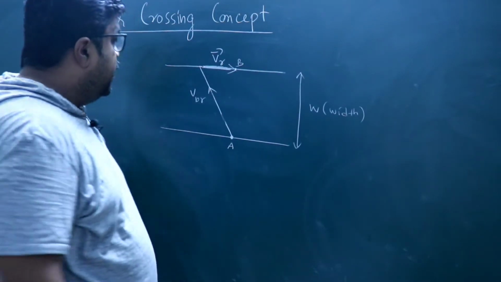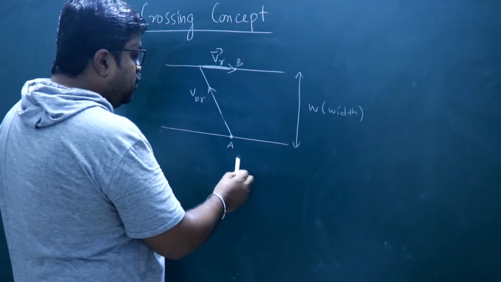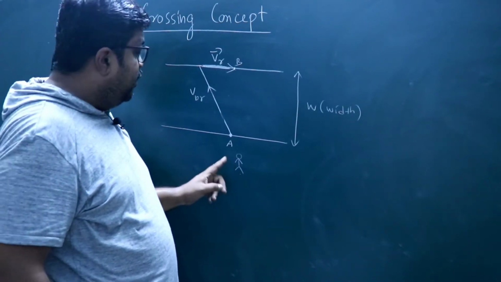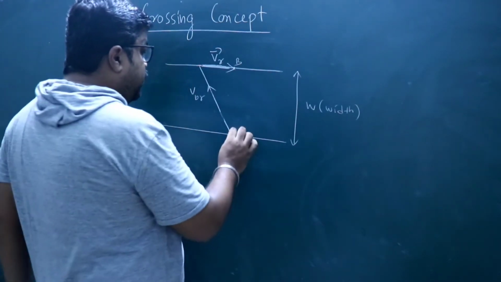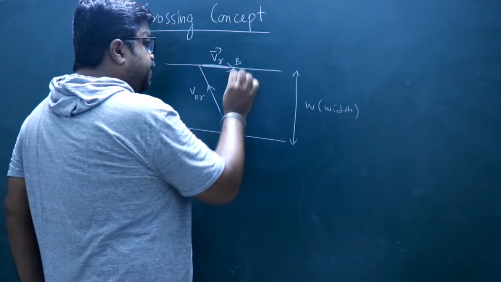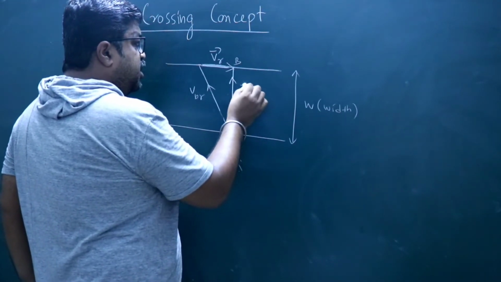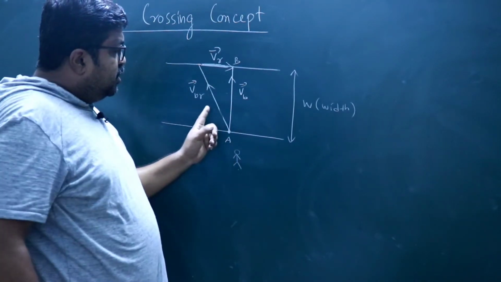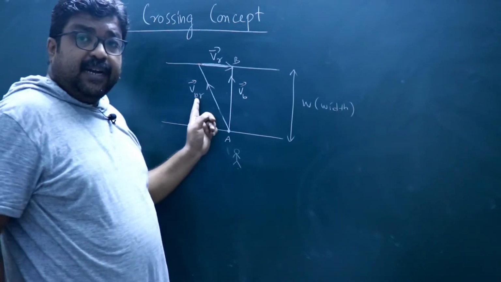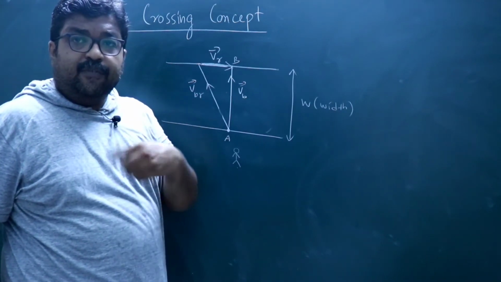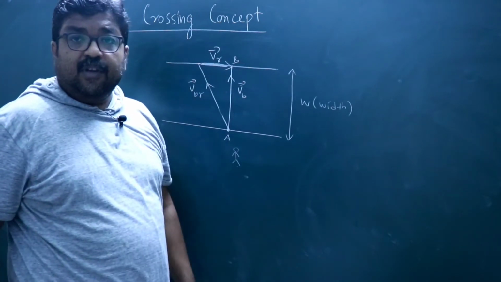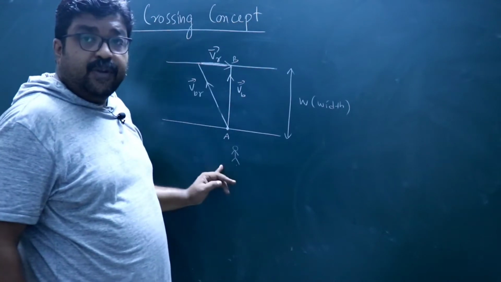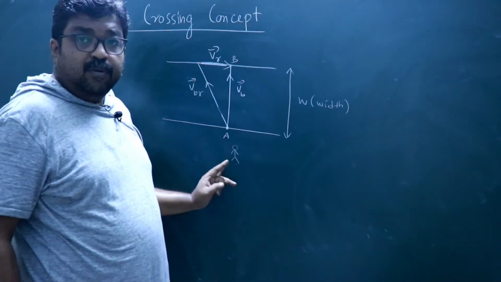Now to an observer on the ground, suppose here there is an observer on this bank, and he is observing this boat, he will observe that the boat is going in this direction. So this is the resultant velocity of the boat. Now see, this is VBR, that is velocity of boat relative to river. VR is velocity of river. This is the actual absolute velocity of river, that is velocity of river with respect to ground frame. This is velocity of boat with respect to ground frame.